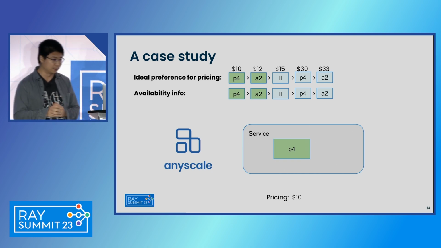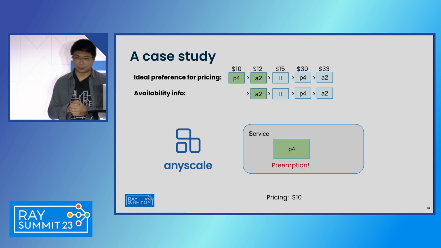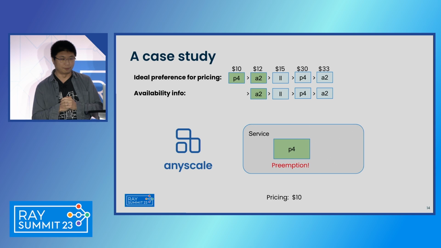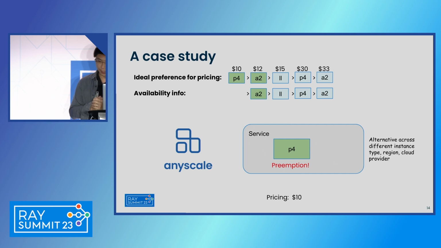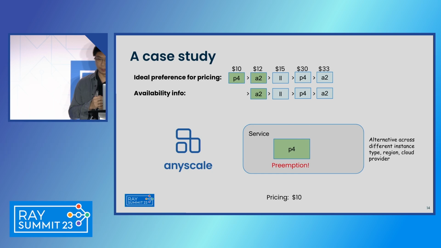So now your price is $10. But as we all know, the spot instance is not that stable. It can be preempted. So here, let's assume the preemption happened, so P4 becomes not available. AWS will give us, let's say, a 2 minute notification before it's really terminated. Within these 2 minutes, we will utilize this time to figure out the second best choice, which is an alternative. It can cross cloud provider, cross different instance type and region.